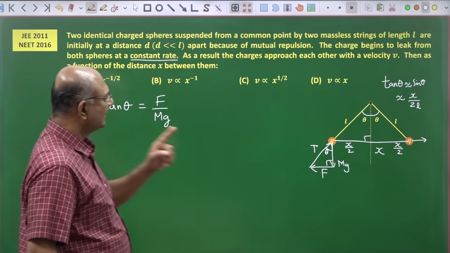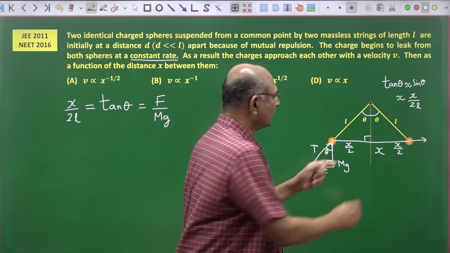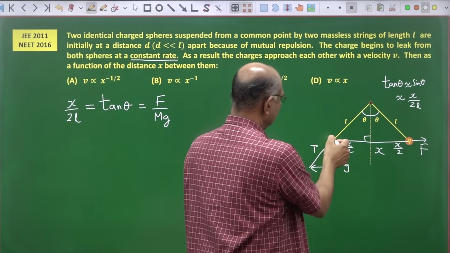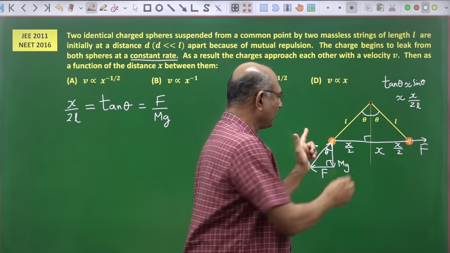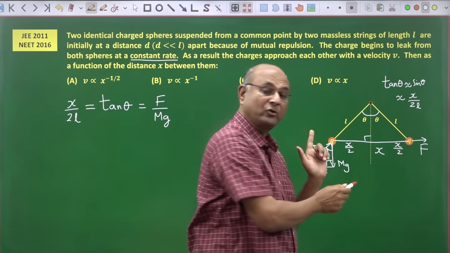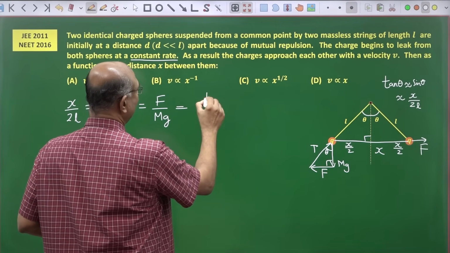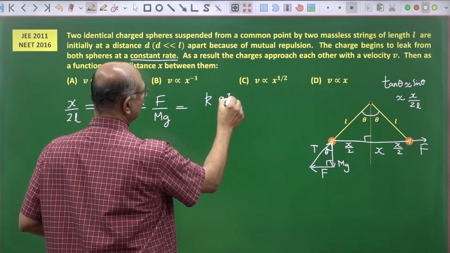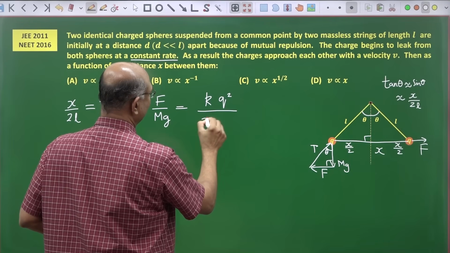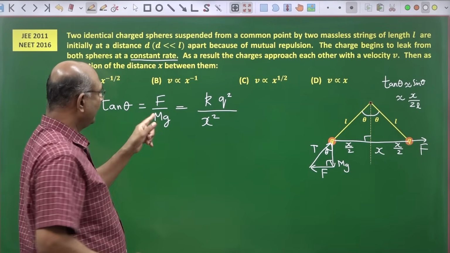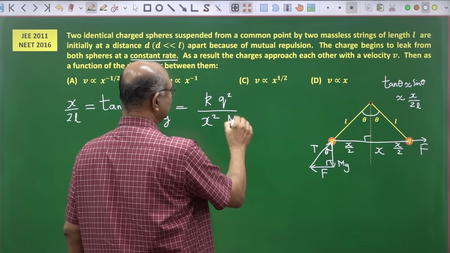But what is F? That is a Coulomb force, right? This force F, how much is it? K Q by x square. So I can directly write that here: K Q square by x square. Now that is F. Mg is still there, so let me put Mg.